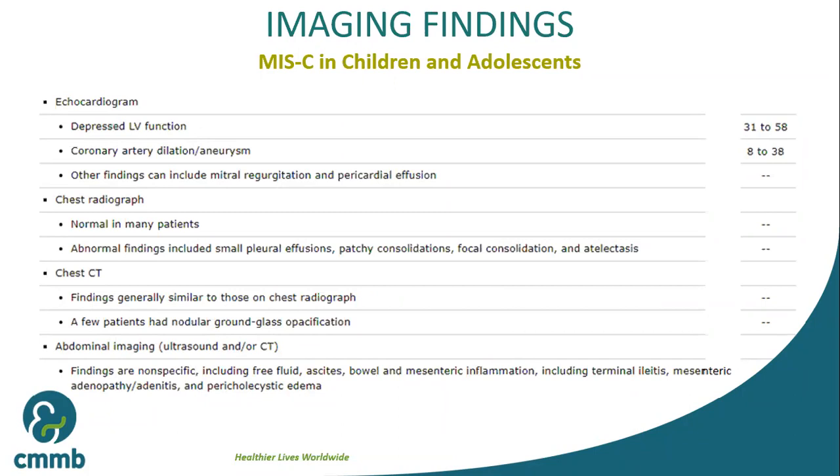And for testing in children presenting with the multi-system inflammatory syndrome associated with COVID-19, an echocardiogram is also done, which can show depressed function of the left ventricle or coronary artery dilatation and other findings. And sometimes they also use chest X-ray, chest CT, and also abdominal imaging like ultrasound or CT.